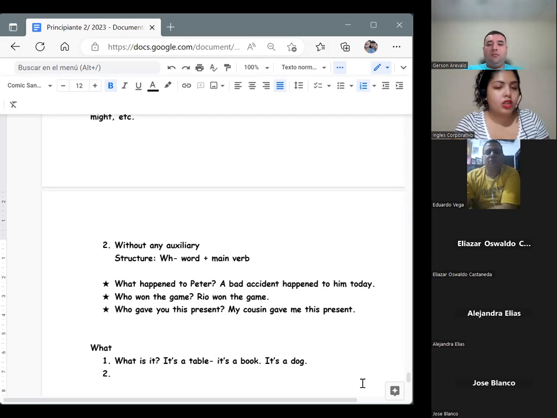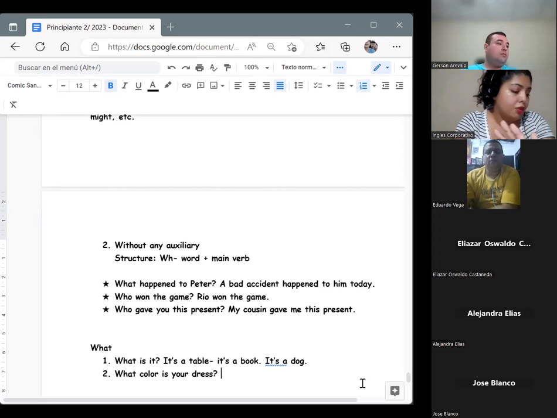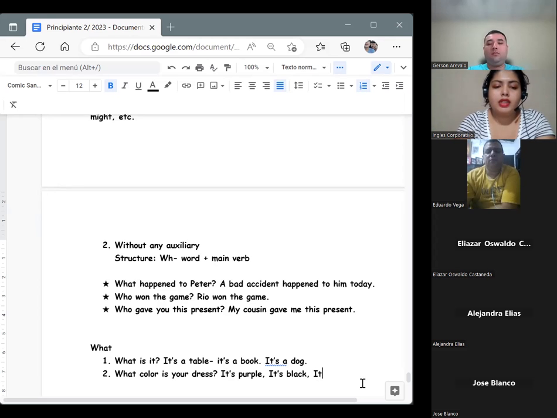Number two, what color is your dress? ¿De qué color es tu vestido? And we can say it is purple. It is black. It is yellow. We have a lot of options.